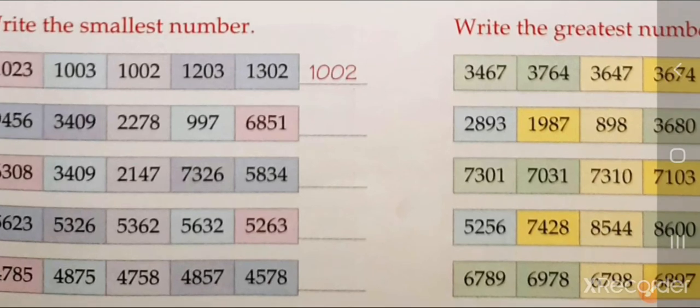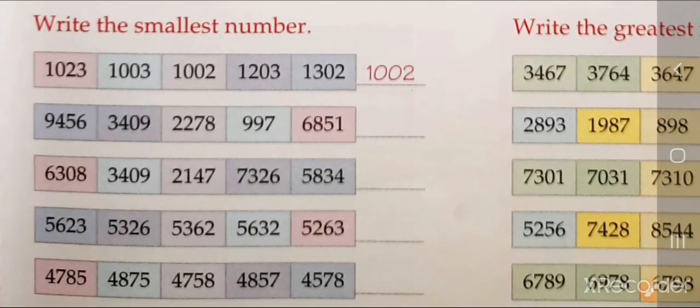You have to find the smallest number from the given numbers. Okay. So how will you compare, how will you find out? The same method. You have to compare the place values of each number. Okay. So let's check the thousands place value of each number. Okay. So it is 9, it is 3, it is 2, it is 9, and it is 6.